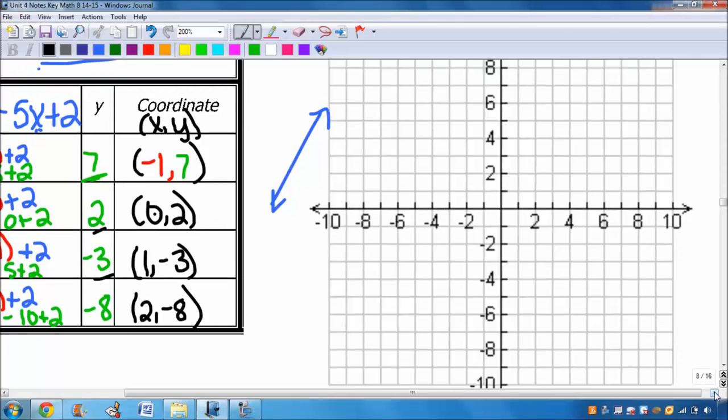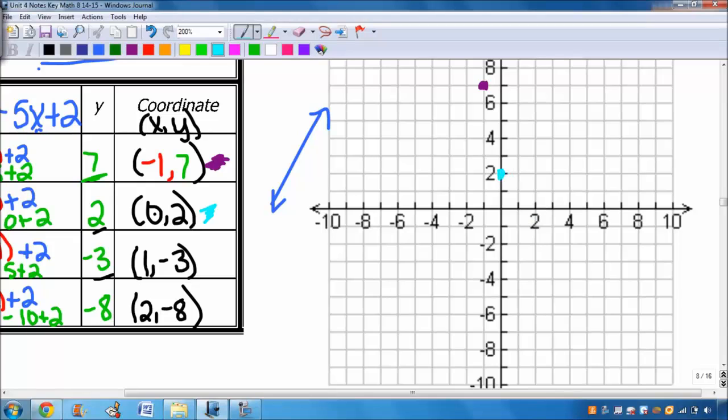So the first point that I have right here is negative 1, 7. Okay, so I'm going to color code it so you can kind of see where I'm coming from. So here's the first point, negative 1, 7. So that means I would go to the left 1 and up 7, and I would put a dot right there. Okay, the next coordinate is 0, comma 2. Okay, so right here, be careful. A lot of people want to put 0, comma 2 there. That's 2, 0. 0, comma 2 means you don't go to the right or the left at all, and then you go up 2. So here's 0, comma 2.